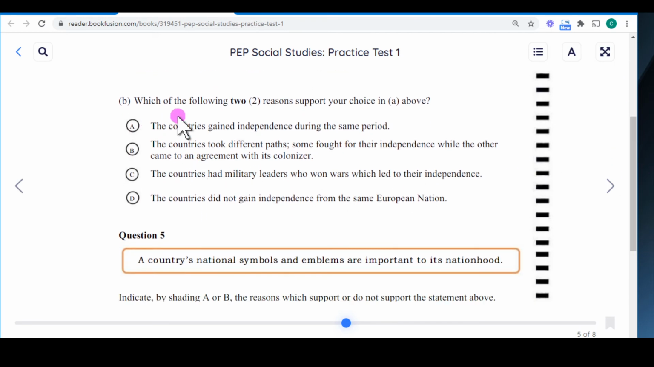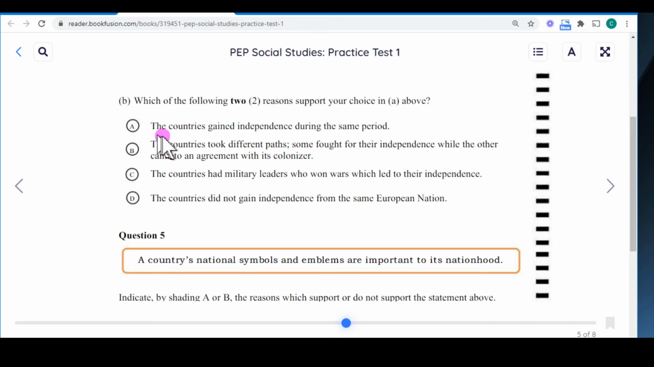B. Now, which of the following two, pay attention, two reasons support your choice in A above? So if I say no, I need to find two reasons that back up my answer no. All right, so let's go with this, and I have 1, 2, 3, 4.